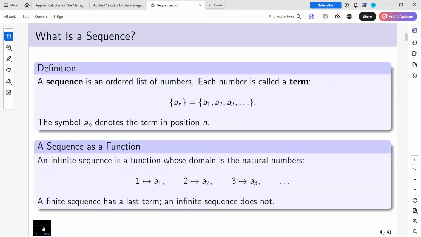A sequence is an ordered list, so both the values and their positions matter. You can also view a sequence as a function whose allowed inputs are the natural numbers. In a sequence, cutting in line is not permitted.